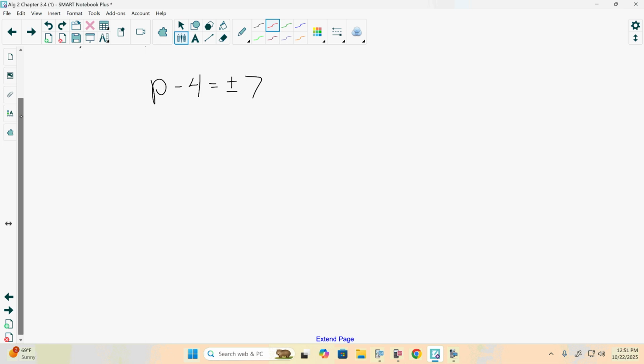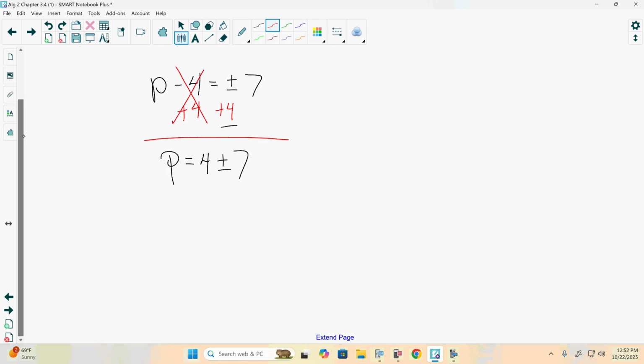At this point here, we need to finish getting p by itself, solving for the value of p. So we would add 4 to both sides, and our negative 4 plus 4 would cancel, giving us p by itself. Now, when we add the 4 to the right-hand side with the fact that we have the plus or minus, we're going to put the positive 4 in front of the plus or minus, and the 7 stays behind it, telling us that p is equal to 4 plus or minus 7.